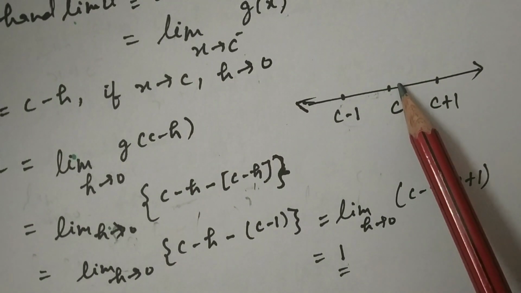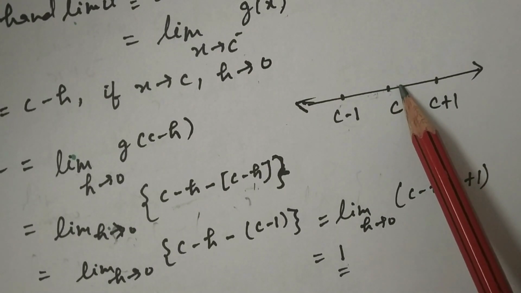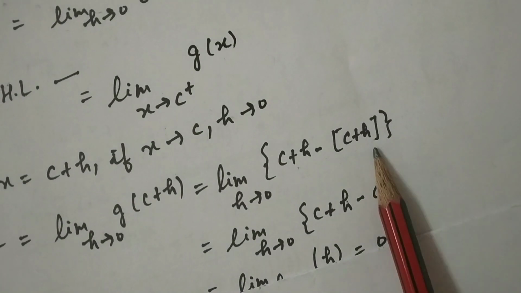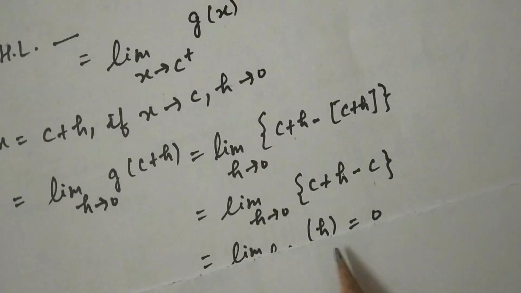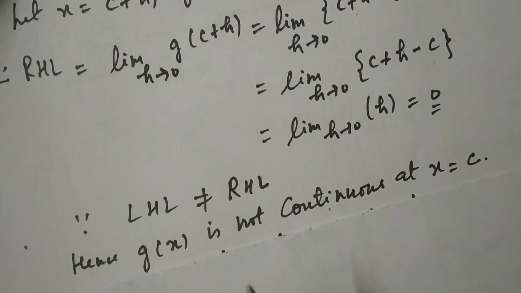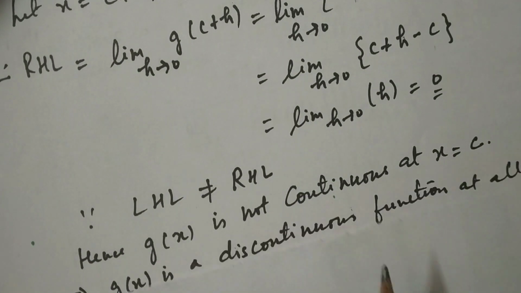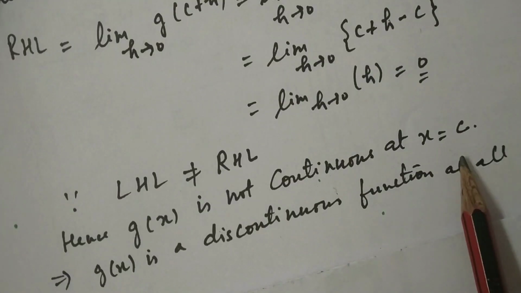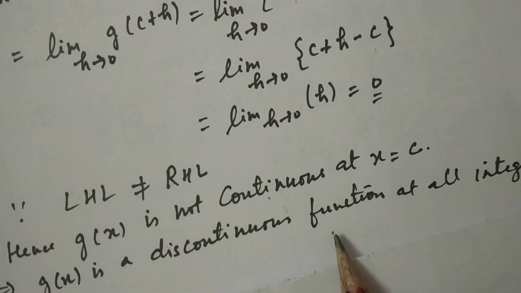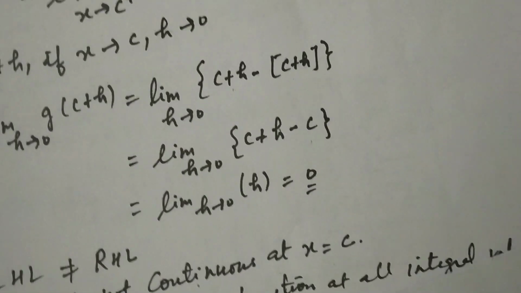And when the bracket is open, it takes the value of the integer lying on the left side. So c plus h will come somewhere here and the left side integer will be c. So when the bracket is open, it will come out as c, and while keeping the limit, I can see that it is coming 0. So it's clear now that left hand limit is not equal to right hand limit. Hence, the given function g(x) is not continuous at x equal to c, or g(x) is a discontinuous function at all the integral values.